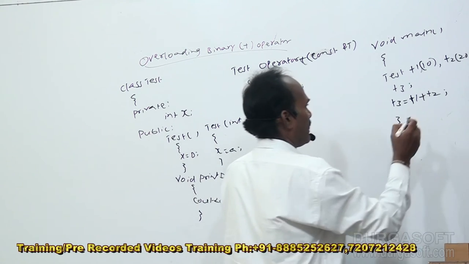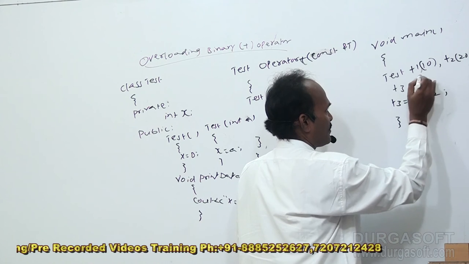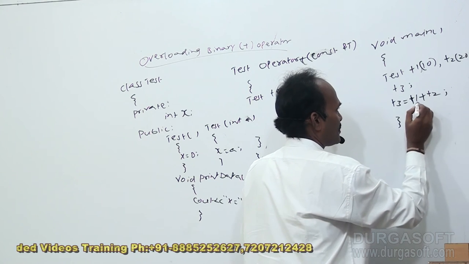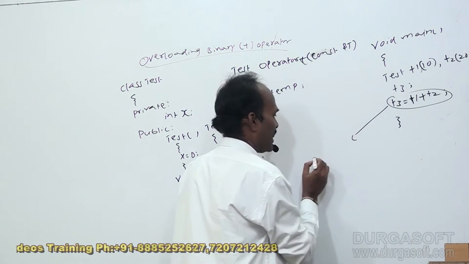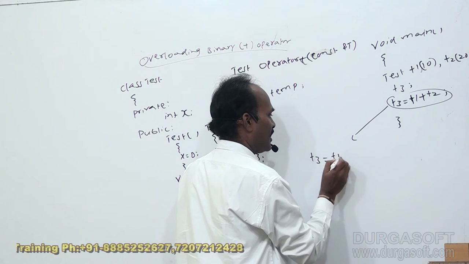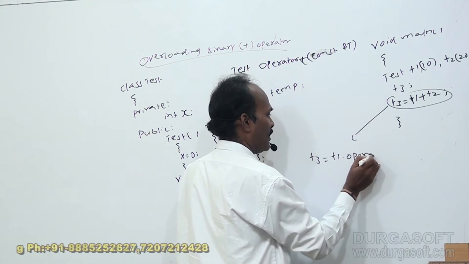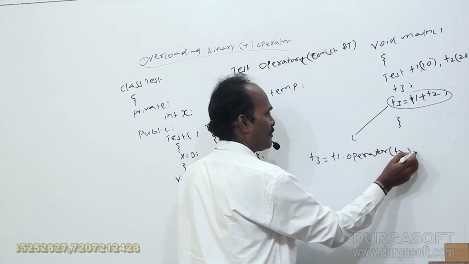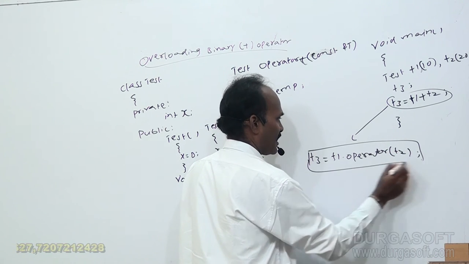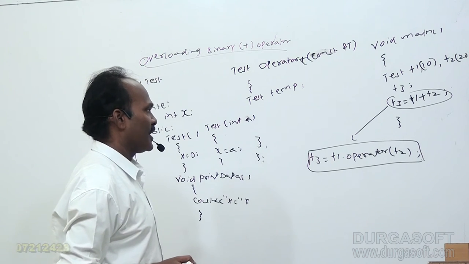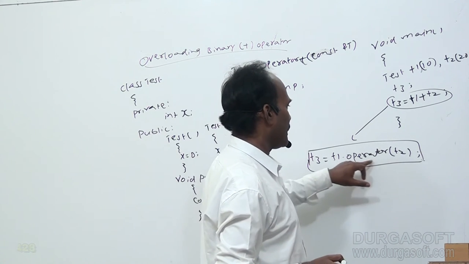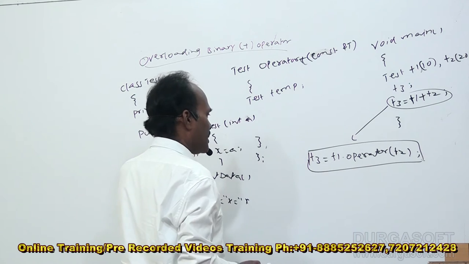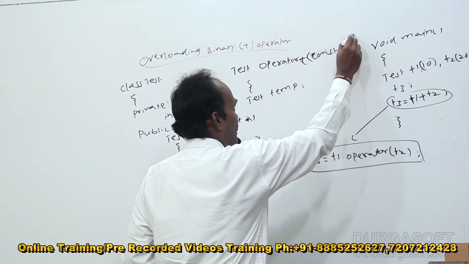Now, whenever the compiler encounters this plus symbol for user defined objects T1, T2, T3, it is going to call a function like this. T3 equal to T1 dot operator plus T2. This is exactly the same; the statement will be substituted internally. T3 equal to T1 dot operator plus of T2. This means T2 will be stored in which one? The T variable.